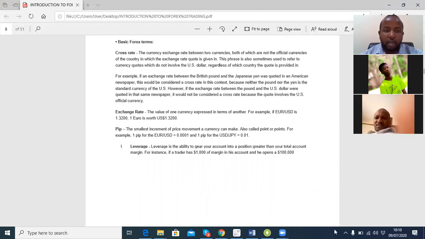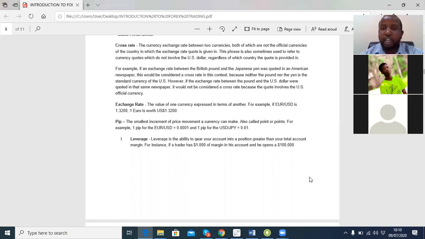So these are some of the terminology, like cross rate. Cross rate, basically the currency exchange rate between two currencies, both of which are not the official currencies of the country in which the exchange rate quote is given. This phrase is also sometimes used to refer to currency quotes which do not involve the US dollar.